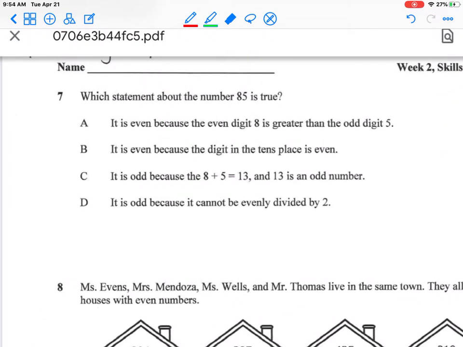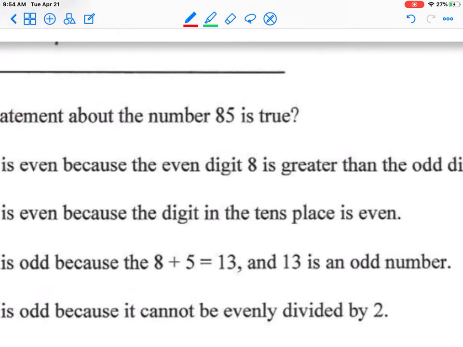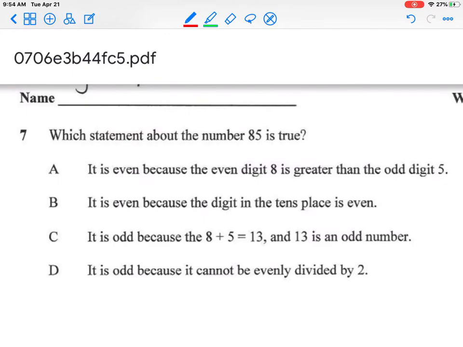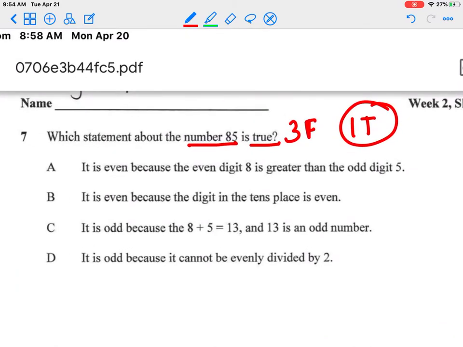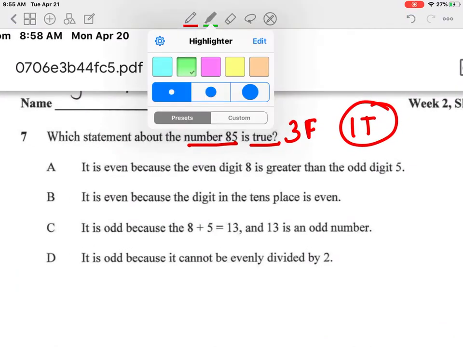Question number 7. Which statement about the number 85 is true? So let me analyze my information. Which statement about the number 85 is true? So I know that I'm going to have 3 false statements and 1 true statement, and that is my answer. That's what I'm looking for. So let's look at our answer choices.